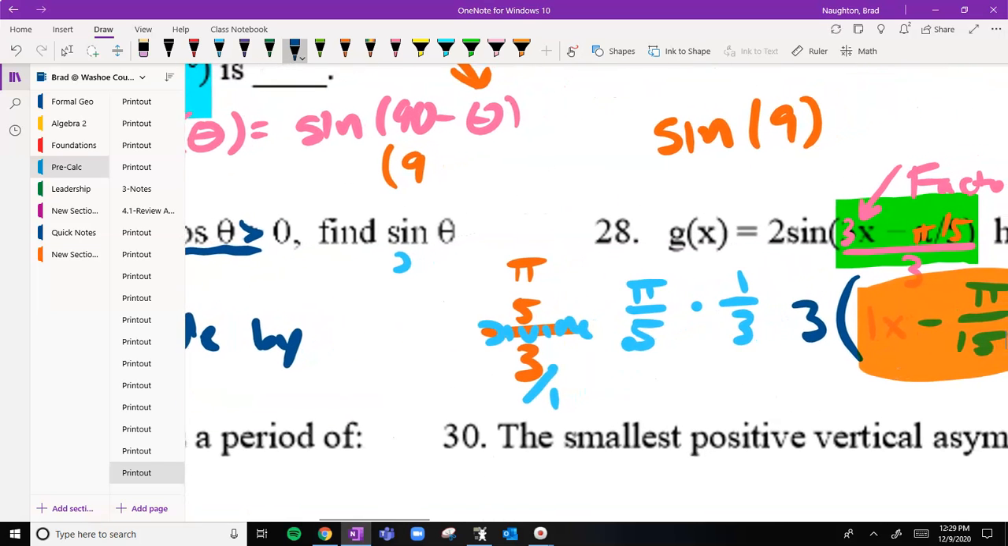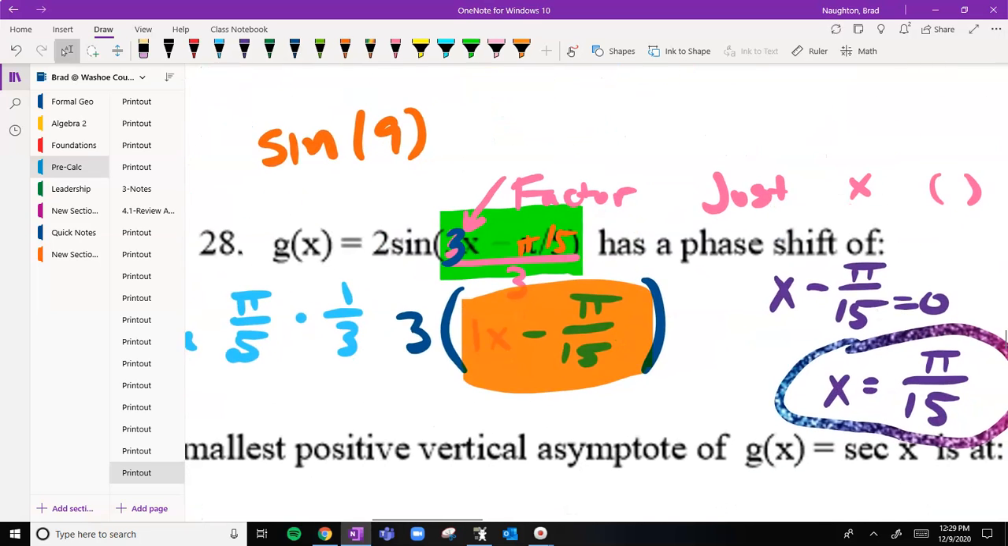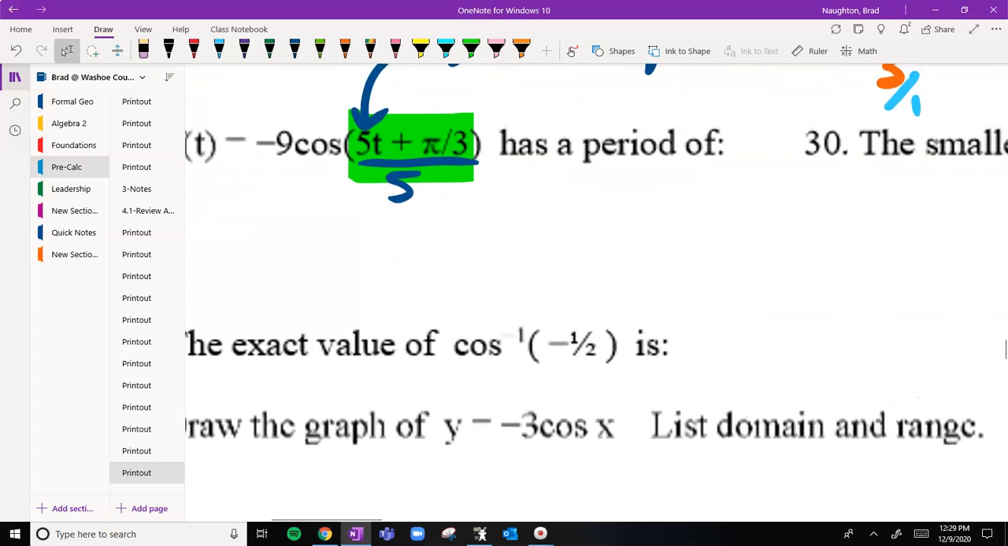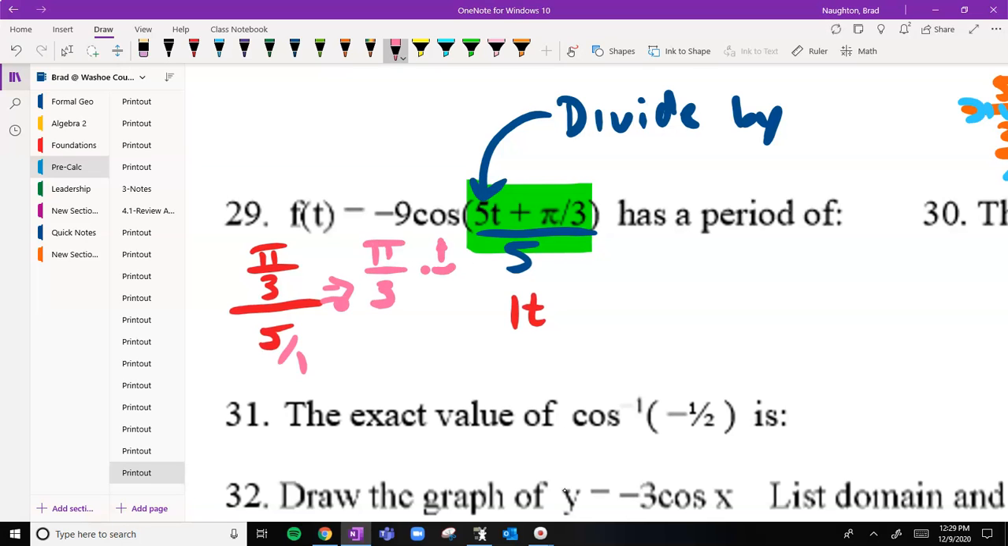So in the previous example, it was a 3 that was in front, and this is a 5. And again, in the previous example, it was an x, and in this one, it is a t. So regardless of your variable, whatever the leading coefficient is, that's what you're going to take out. So 5 goes into 5 to make 1t, and then 5 goes into this. We'll do this again: pi over 3 divided by 5. So that's over 1. So this is really going to turn into pi over 3 times 1 over 5. So this is going to be plus pi over 15.